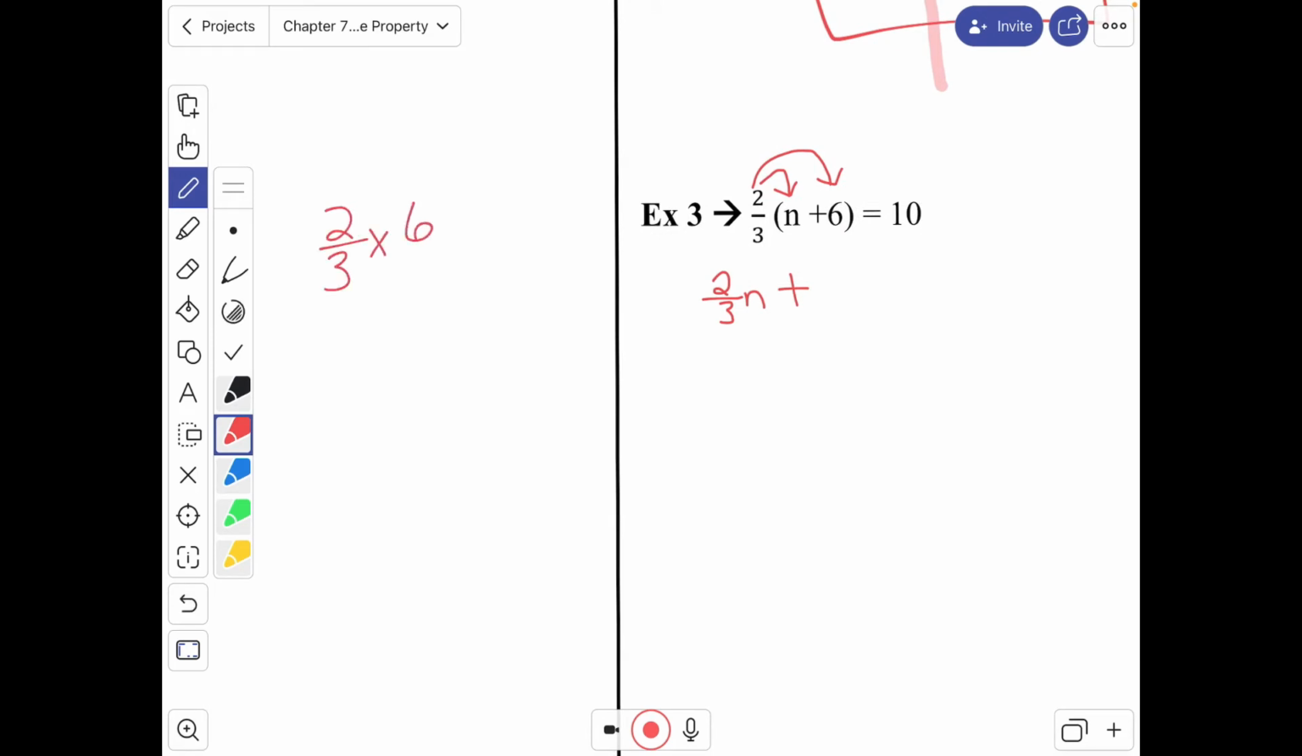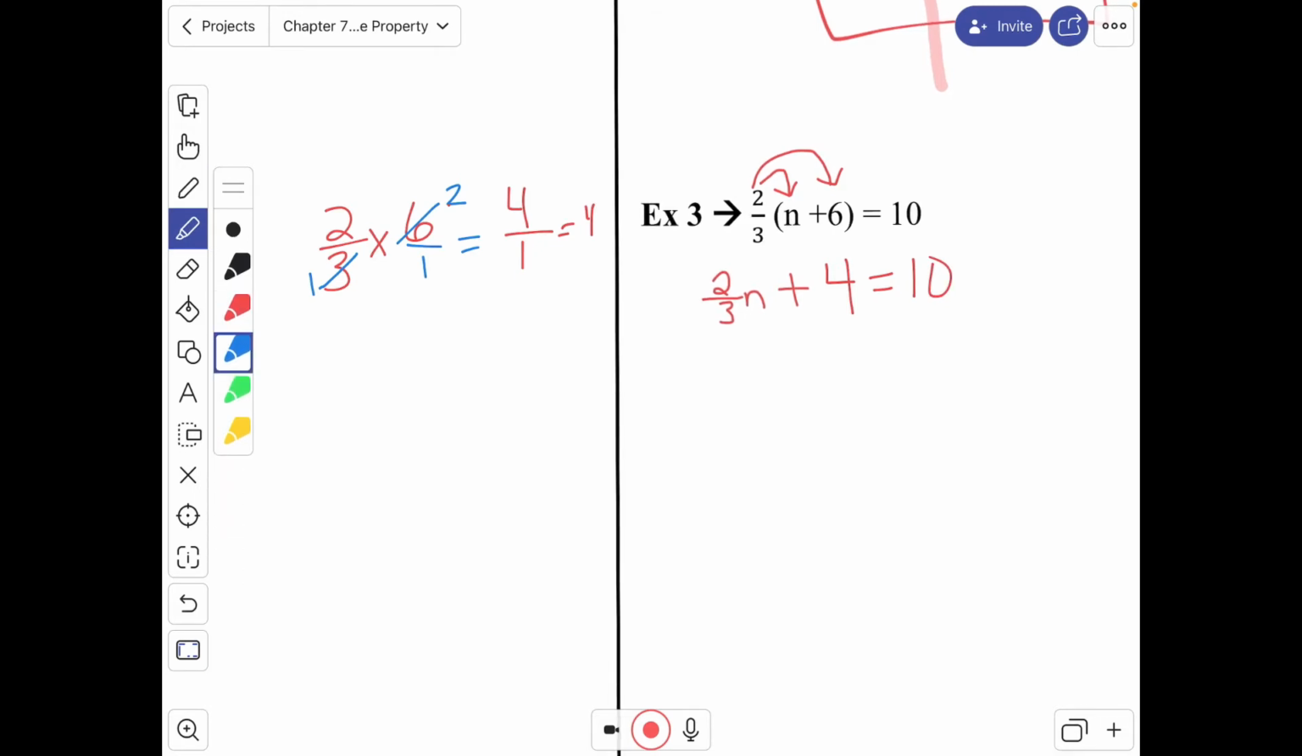2/3 times 6. Well, the 6 needs a 1 under it. And I can simplify 3 and 6. 3 divided by 3 makes 1. 6 divided by 3 makes 2. And then I go straight across. 2 times 2 makes 4 over 1, which is just 4. So 2/3 times 6 makes 4. Still equal to 10. And then we can solve.